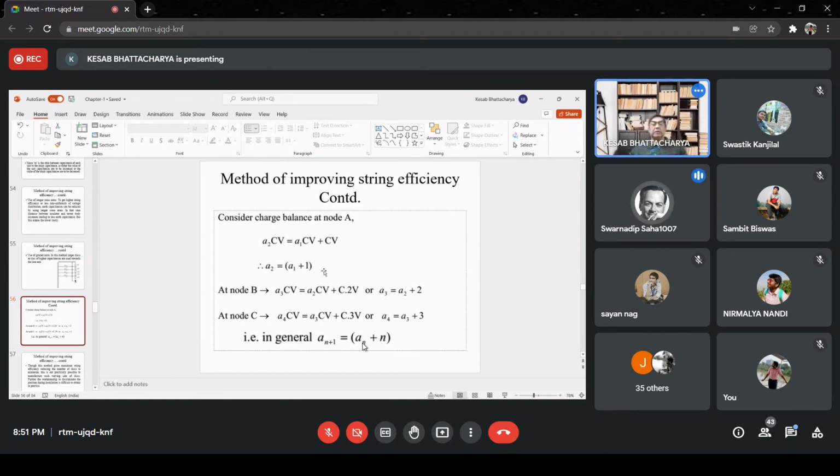Yes? Yes, sir. Similarly, at node B and C, if we apply the same method, Kirchhoff's charge balance equation, we can write these expressions. A3 is equal to A2 plus 2 and A4 is equal to A3 plus 3. And in general, what we can write is this: A(N+1) is equal to AN plus N. Okay? Can we move to the next slide?